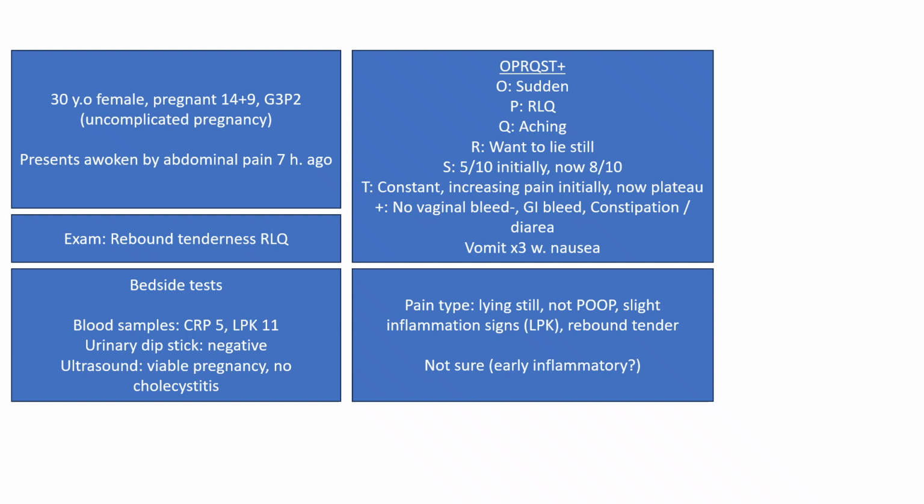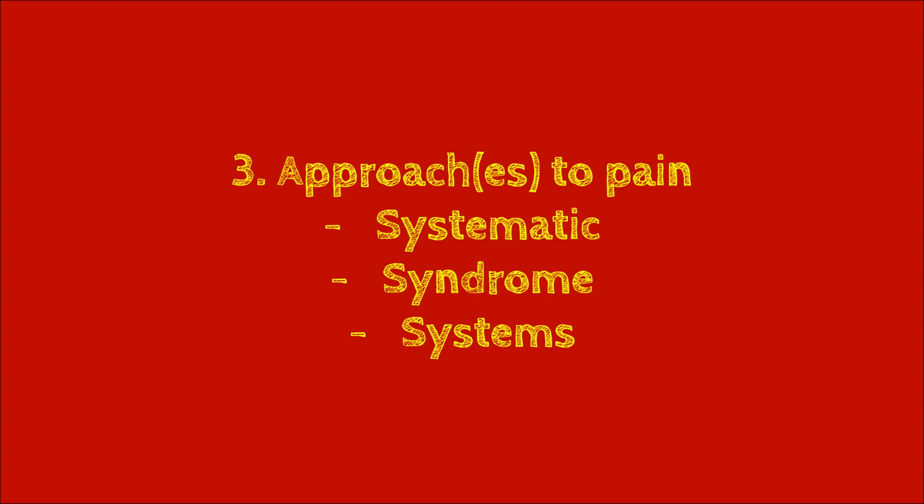The pain is worse when you're moving, and she lies still. It's not pain out of proportion. She has slight inflammation and rebound tenderness. So we could probably make a differential here already. And what do we want to do? You can think of it in your head. What kind of differentials do you have here, and what do I want to do now with this pregnant patient? All right, let's move on to the next approach in the pain approach.